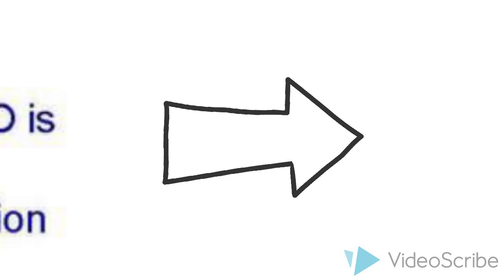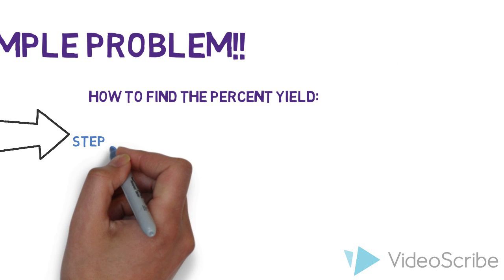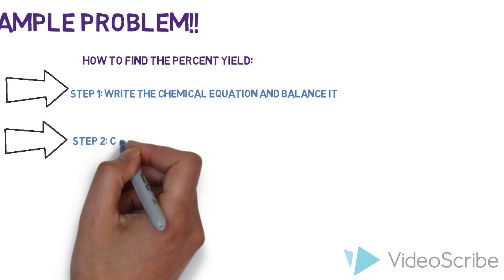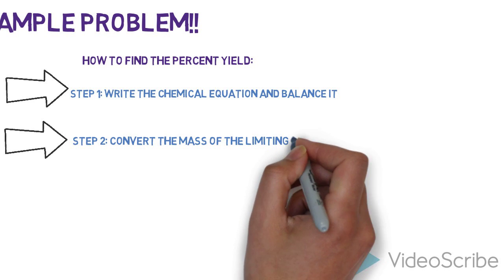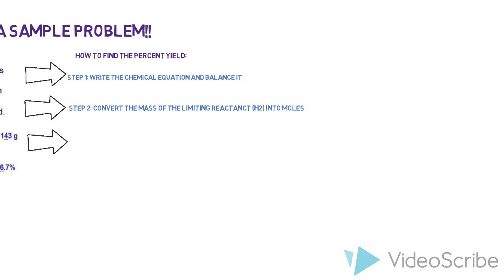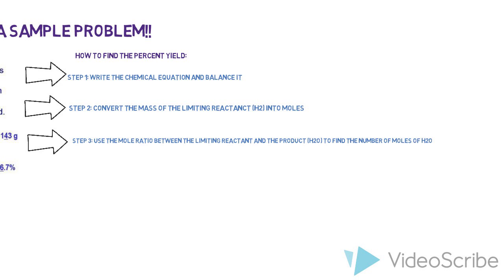To find the percent yield, we must first balance the chemical equation. To find the theoretical yield of H2O, we must convert the mass of the limiting reactant, which is hydrogen gas, into moles. Then, by using the mole ratio between the limiting reactant and the product, we can find the number of moles of H2O. We then convert the number of moles of H2O to mass by multiplying it by the molecular mass.